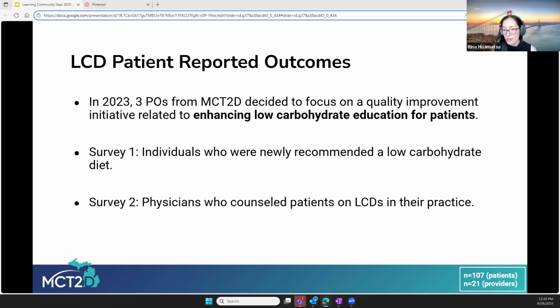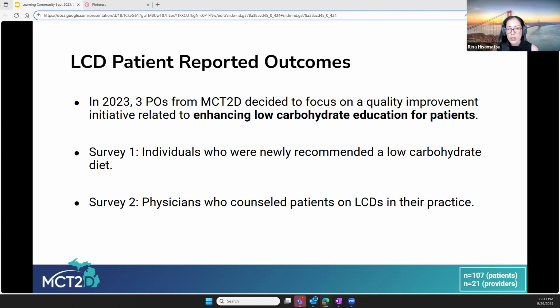And as part of this effort, practices distributed patient-reported outcome surveys to individuals who were newly recommended a low-carbohydrate diet. And so they were asked to complete this 6 weeks after attempting this meal plan. And the survey was used to capture their experiences with low carb eating, as well as the education and support that they received from their care team. So the surveys concluded in June of 2024.